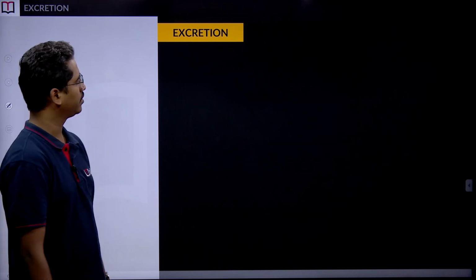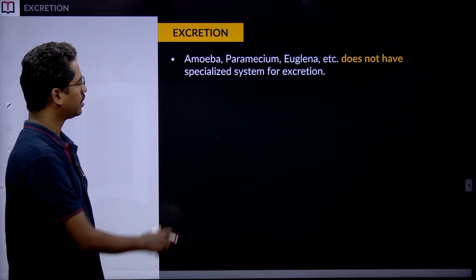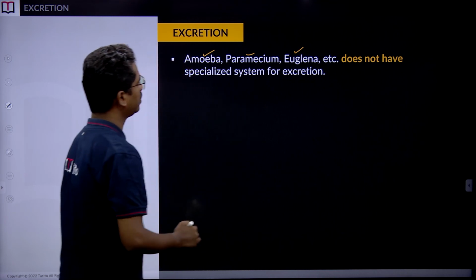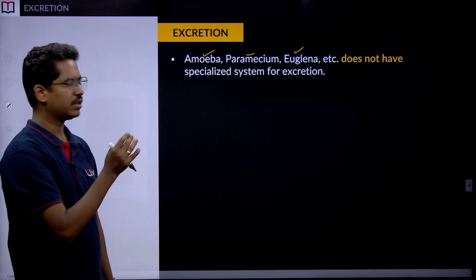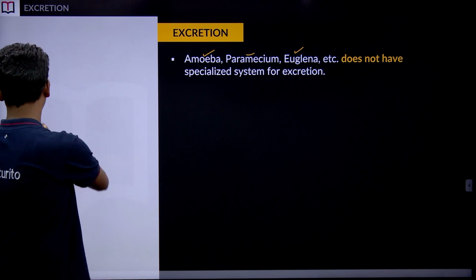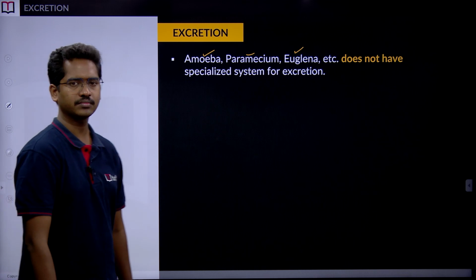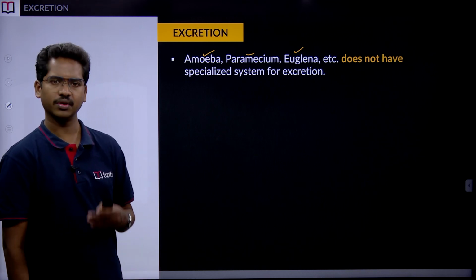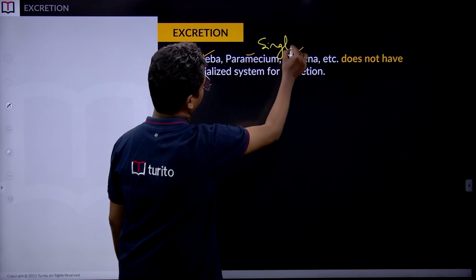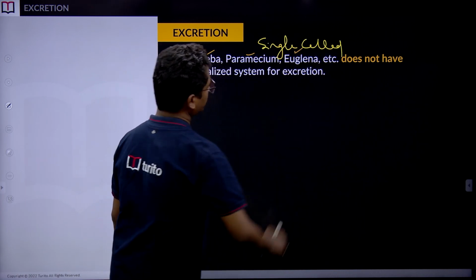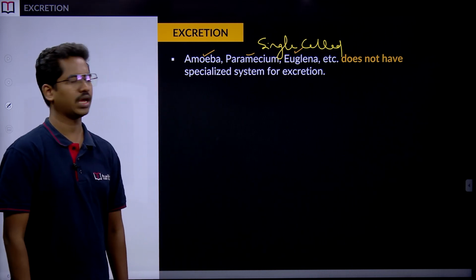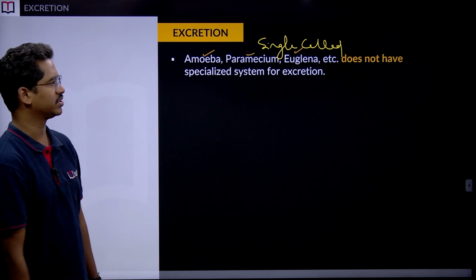Hope you understood that. I would like to show you here. There are some organisms, hope you remember them: amoeba, paramecium, euglena. Are they unicellular organisms or multicellular organisms? Come on, it is the simplest question. It is quite simple, they are single celled organisms.